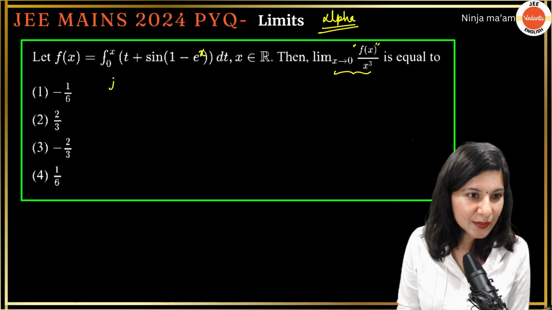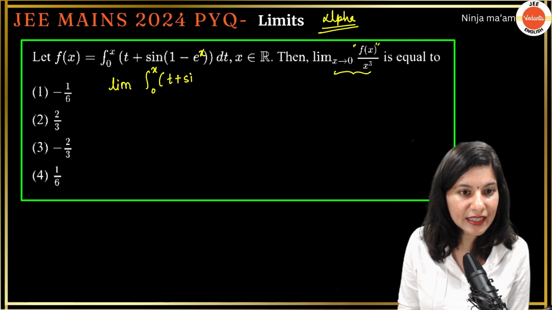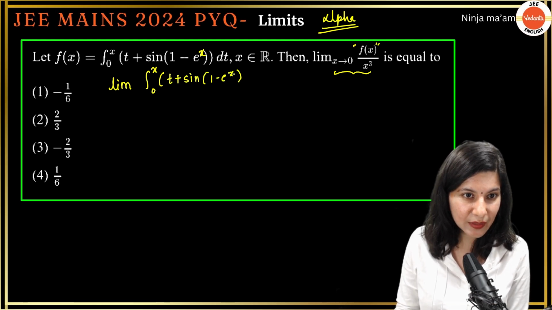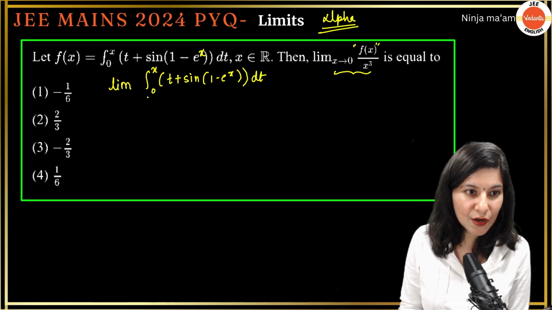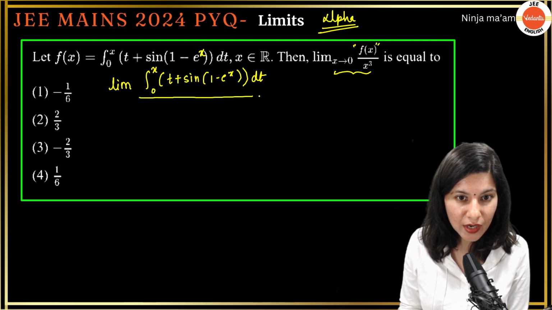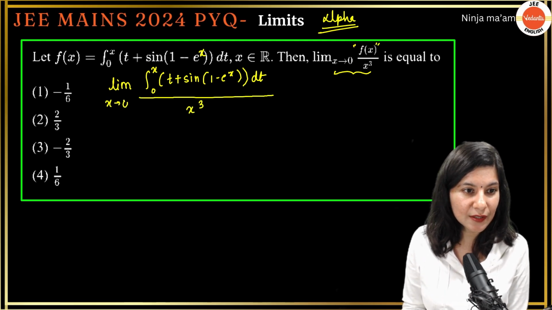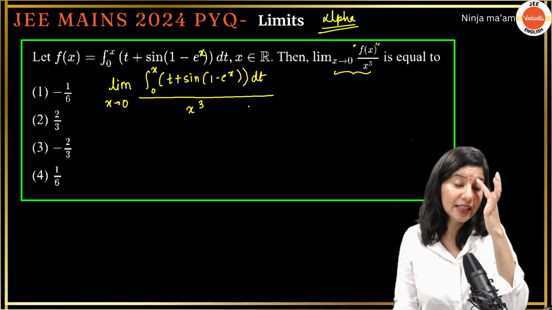Okay. So your expression will become limit, f(x) is integral from 0 to x, then we have t plus sine of (1 minus e raised to power x), bracket close, one more bracket close, then dt. This is your numerator, and this whole upon x cube, x tends to 0. Right? This is the expression.